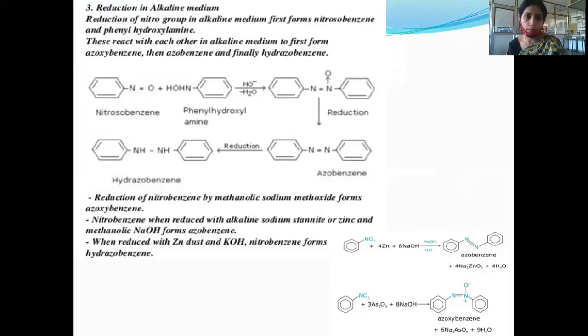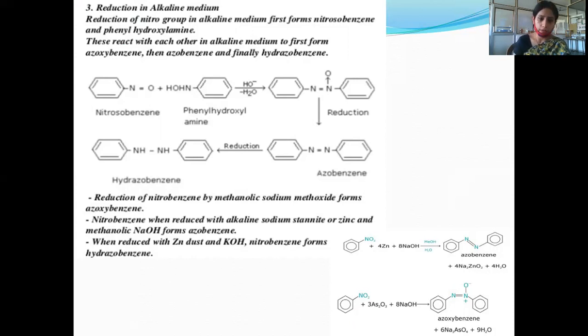Then in alkaline medium, first a nitrosobenzene is formed, then it gets reduced and finally it gives hydroxylamine. Now these react with each other in the alkaline medium to first form azoxybenzene, and then it gives azobenzene, and finally we get hydroazobenzene. So first nitrosobenzene gets reduced and gives hydroxylamine, then azobenzene, then hydroazobenzene.